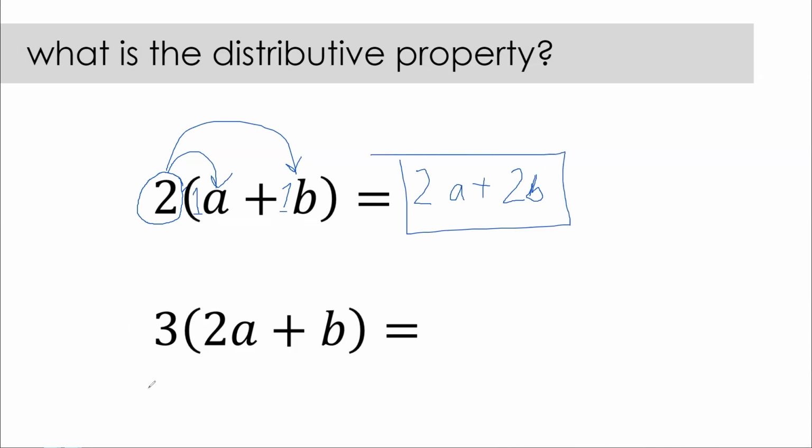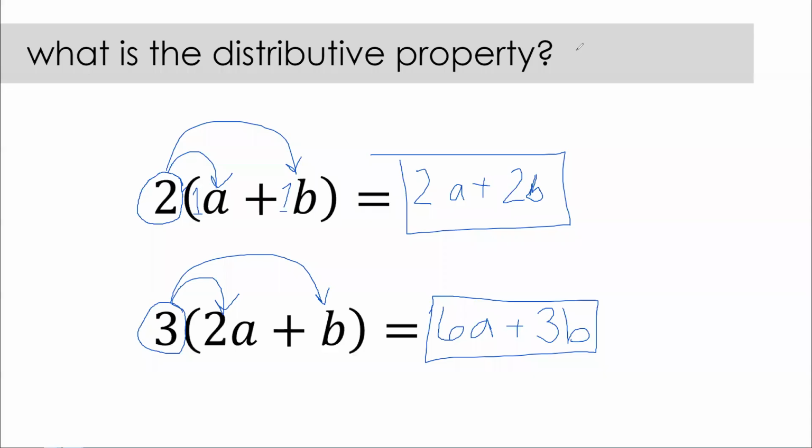I want you to try out the second problem. So distribute out that 3 to our parentheses. And you should have gotten 6a plus 3b, because 3 times 2 is 6, keep our a. 3 times 1 is 3, and then we keep our b.